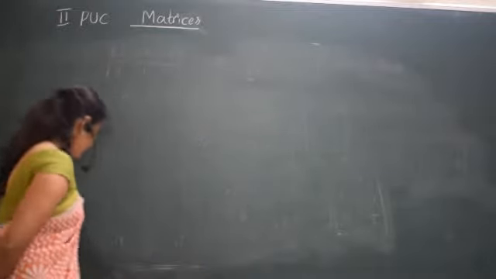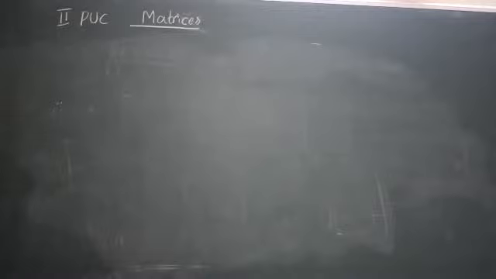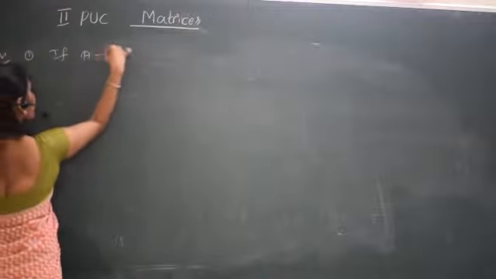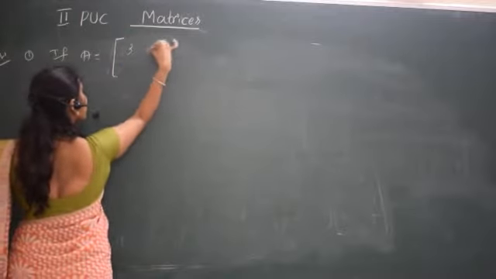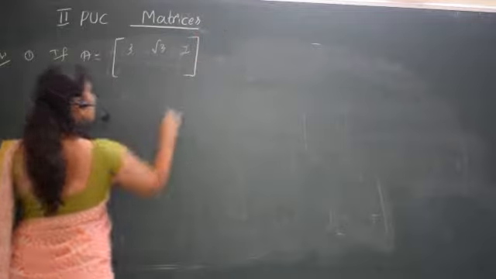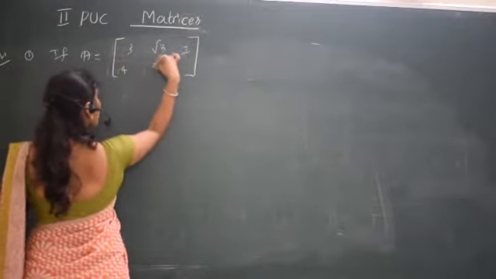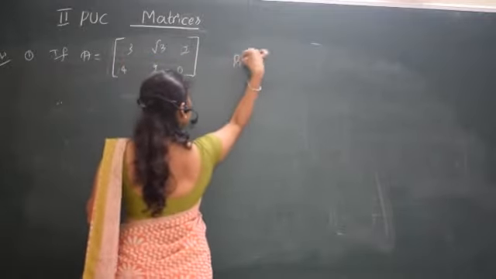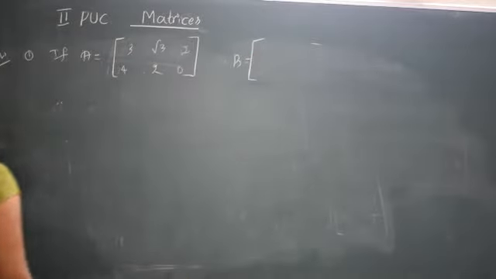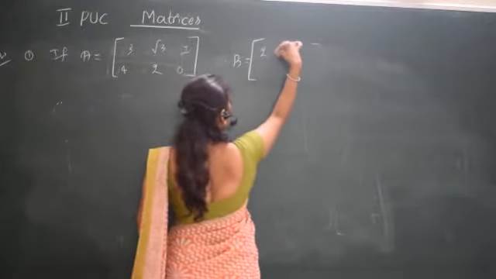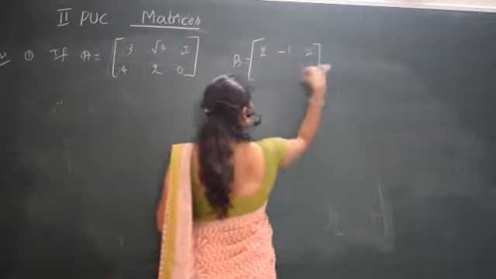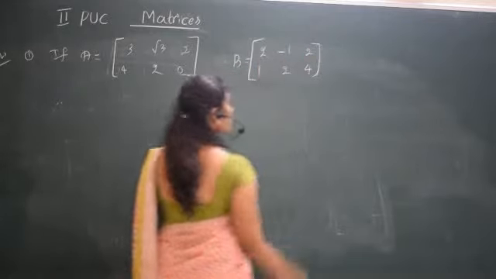To verify that, the first one is A equal to 3 root 3 2, 2 root 3 2, then 4 2 0, and B is a matrix of the same order, 2 minus 1 2, minus 1 2, then 1 2 and 4.